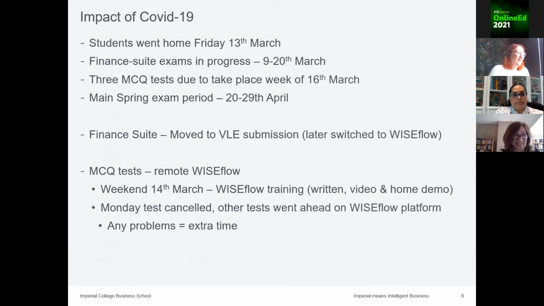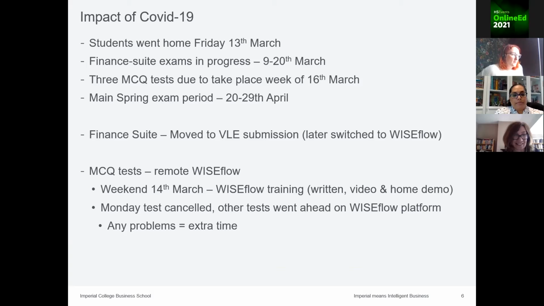But obviously, COVID happened. And at the time COVID happened, we were actually mid-exam with our finance suite. So they were in progress from the 9th to 20th. And we had a few MCQ tests and multiple choice tests that were due to take place the week after we told our students they could go home. And then also the main spring exam period I was talking about previously coming up about a month later.